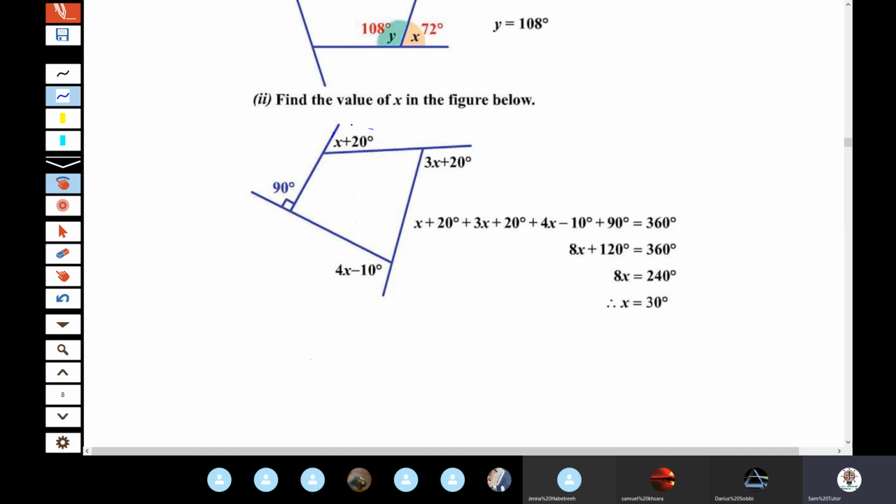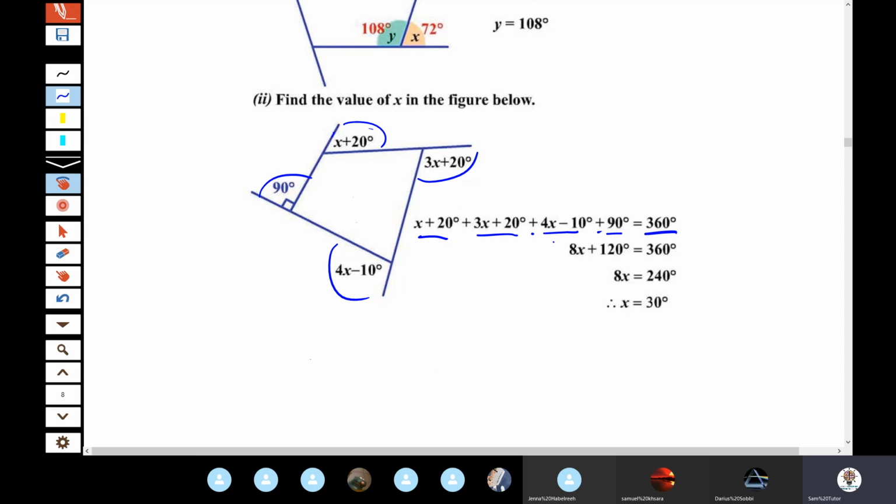Back to this question. What do we know the summation of all the outside angles equals? 360. Yeah, so then x plus 20 plus 3x plus 20 plus 4x minus 10 plus 90 equals 360. Collect your like terms, add all your numbers, subtract, divide.